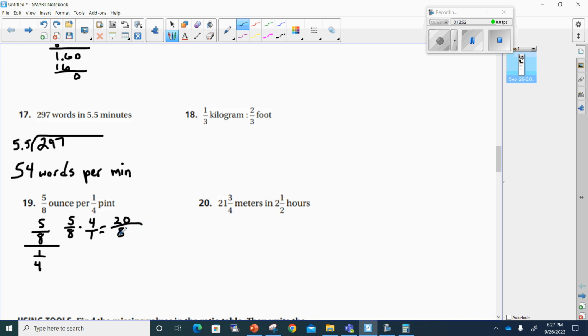There's an improper fraction, which can be turned proper, to a mixed number, I should say, to 2 and 4/8. I know this because 8 times 2 is 16, 20 minus 16 is 4. Remember, 4/8 can be simplified because 4 and 8 are both divisible by 4. That's going to give me 1/2. So that means my real answer is 2 and 1/2. So it's 2.5 ounces per pint.